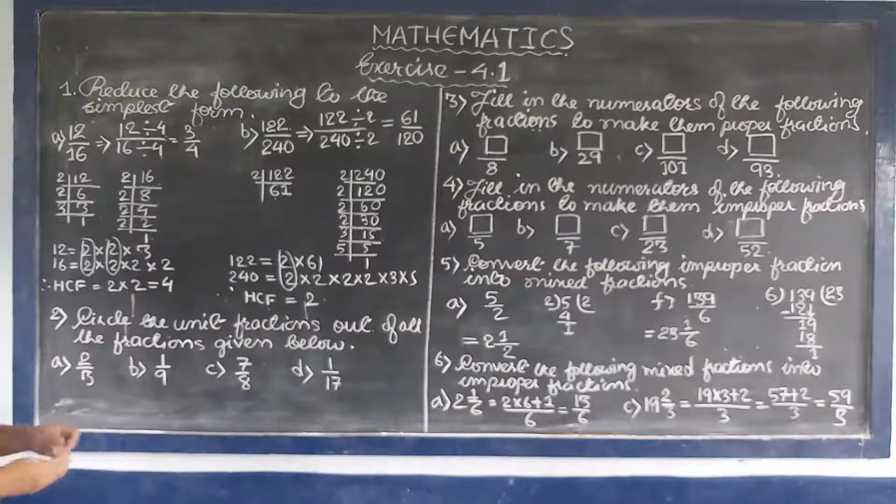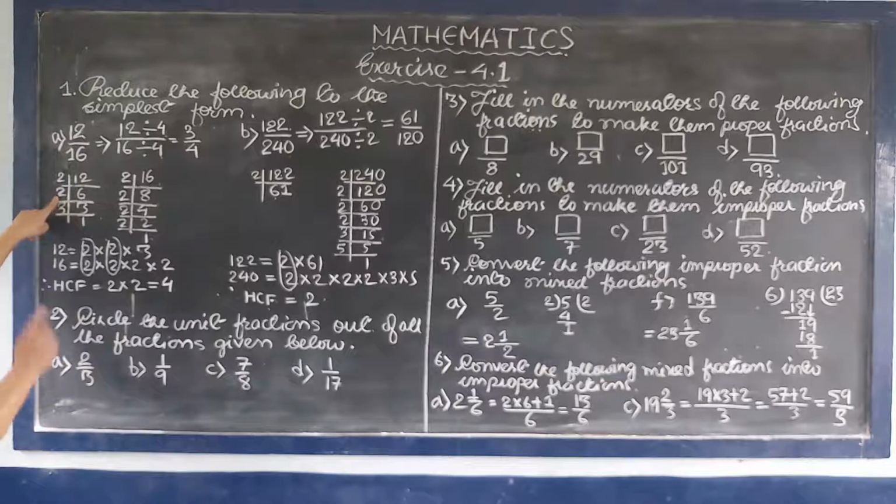So here we will find the HCF of 12 and 16 by the prime factorization method. So here 12 is divided by 2. 2 6s are 12. We cannot use 6 here. Again this 6 is divided by 2. 2 is the first prime number and 2 is the only even prime number. 2 3s are 6, then 3 1s are 3.